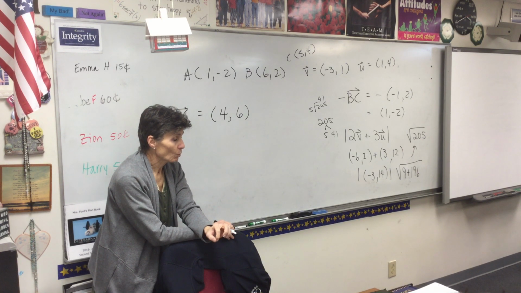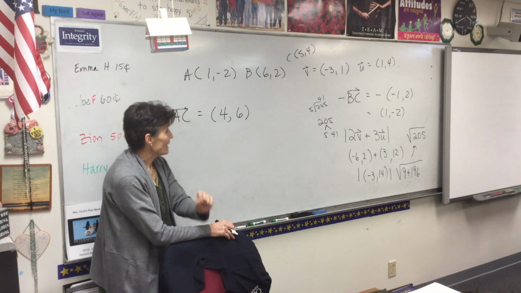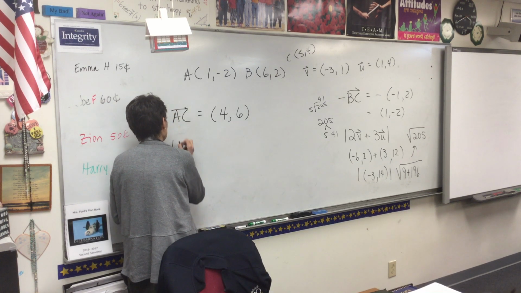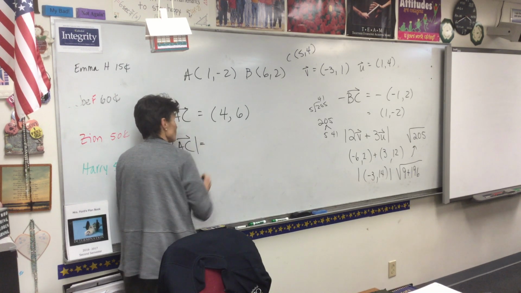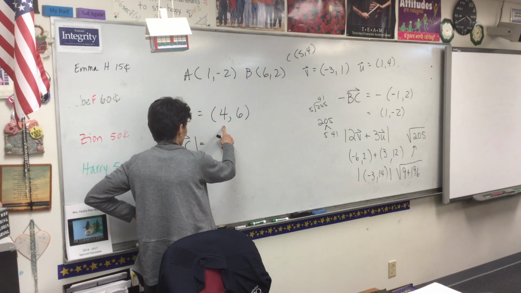Is everybody getting 4, 6 one way or the other? Somehow you're coming up with 4, 6. Okay, now we need to make that a unit vector. It is not a unit vector. Unit vectors have a length of 1. What is the length of this vector?